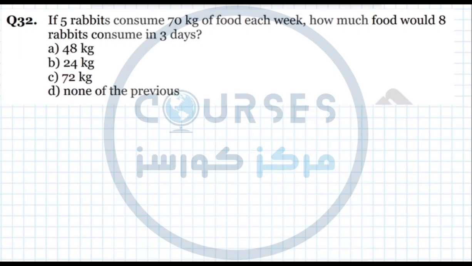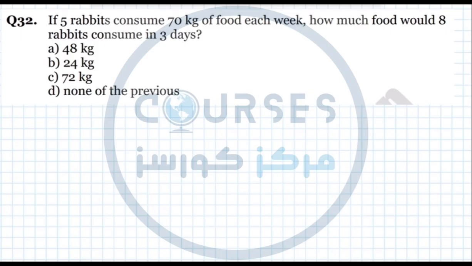If 5 rabbits consume 70 kilograms of food each week, how much food would 8 rabbits consume in 3 days? It looks complicated at first sight, but it's actually simple. You're having a relationship between 3 different variables: rabbits, food, and the time, which is in days. How can we solve that? It's easy. It has a constant formula.